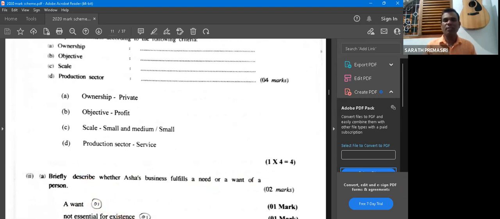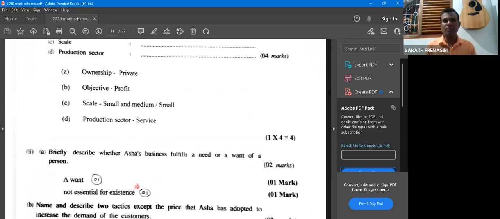Wants are not essential. Wants are complex, and wants are unlimited. That type of thing you can explain very briefly. Understand? Now this is how you get the answer. Now look at the next question.